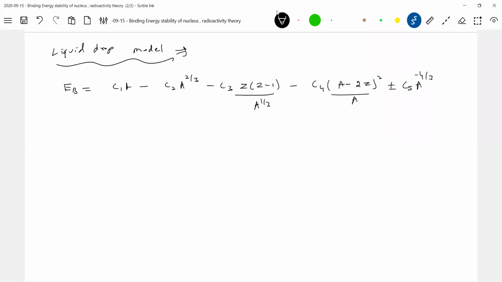There's a total binding energy of the nucleus. What is A? A is the mass number, or the total number of nucleons. So the binding energy depends on the first term. What is that C1? It also depends upon the mass number, as is being told here.